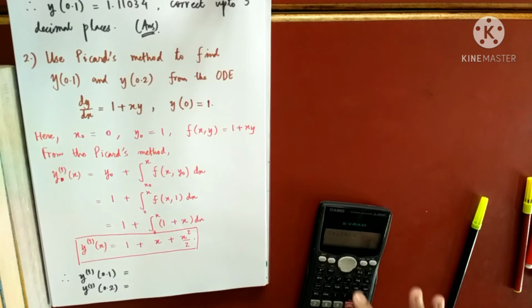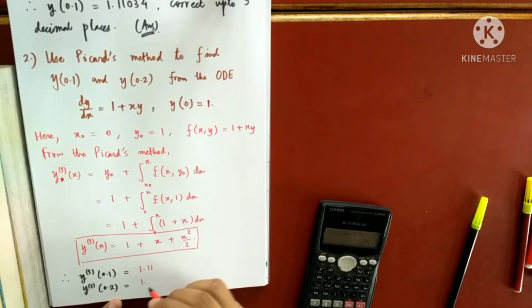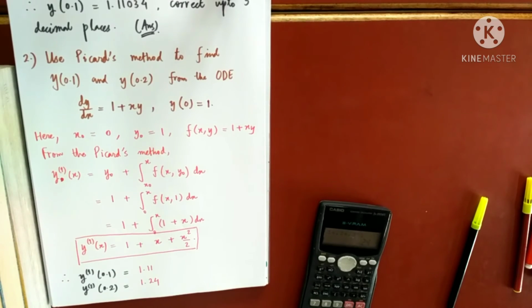So let's write down the values. We put 0.1 here: 1 + 0.1 + 0.1 square. So what am I getting? I am getting 1.11, and if I replace 0.1 by 0.2, I am getting 1.24. So this is my first iteration.